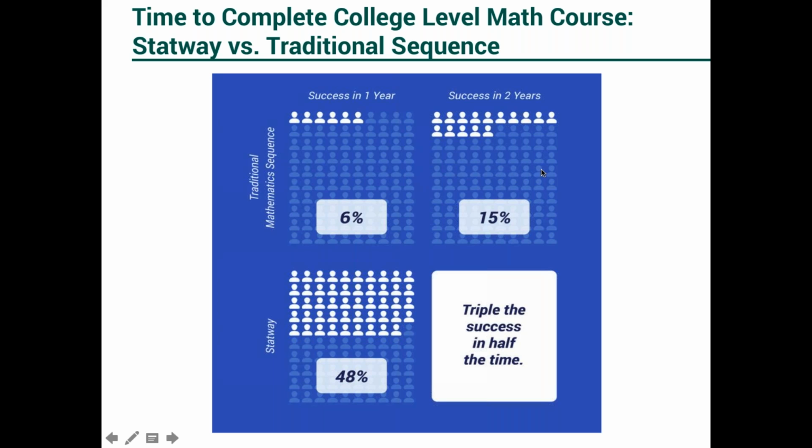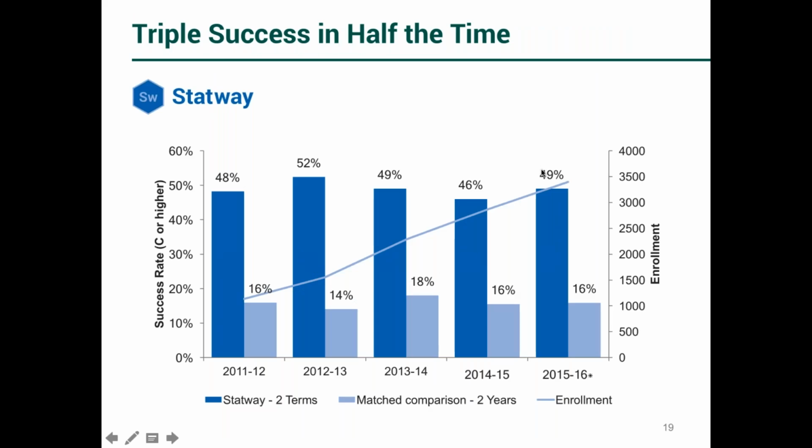But these are broad brush results. What we wanted to do is take a closer look, a more apples to apples comparison. And so what we undertook was a propensity score matching analysis. For every student in Statway, we matched them against 5 other students at their own institutions along 44 dimensions and looked at their outcomes comparatively. And what this shows you is Statway students' success rate, which means C or higher, within 2 terms, as compared to their matched peers' success rate within 2 years.